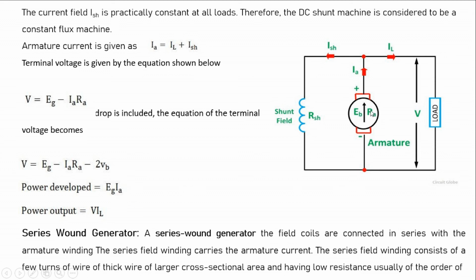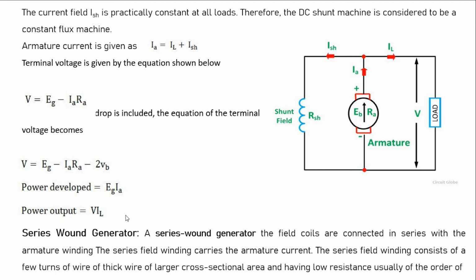Once again, power developed is equal to EG into IA. The power is always developed in the armature. But here, unlike in the last case, IA is equal to IL plus ISH. In the last case IA and IL were the same, but here they are not the same, since the shunt field current is present and the shunt field winding is part of this generator. Power output is equal to V into IL, as always, taken on the load side. Next we pass on to the series wound generator.